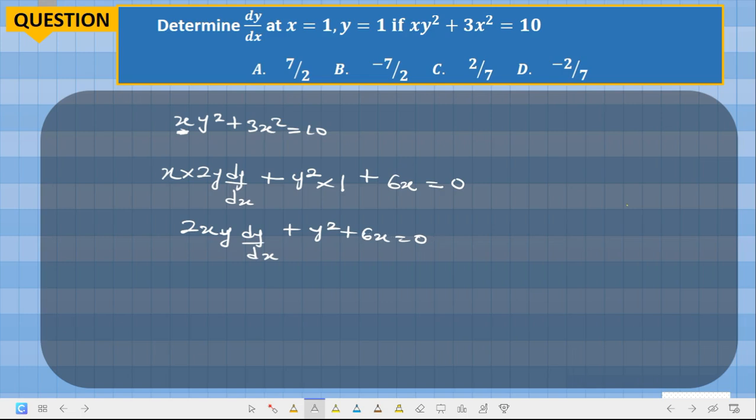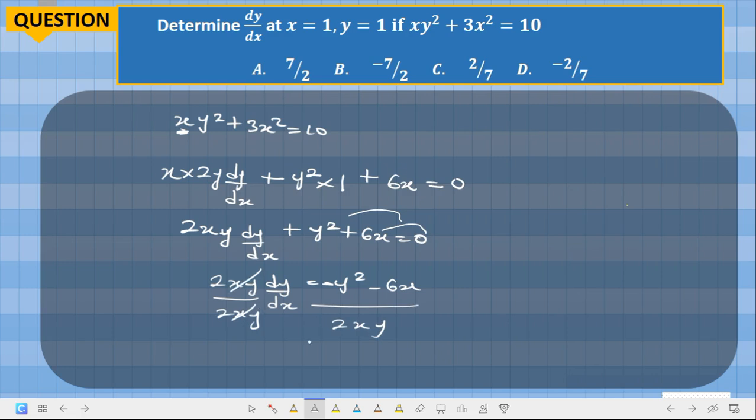Okay, now what do we do at this point in time? Make dy/dx the subject of the formula. Take these ones to the other side of the equation. So this becomes 2xy dy/dx is equal to, take this one down and take this one down also. So here becomes, if this one crosses, minus y squared minus 6x. To find dy/dx, divide both sides by 2xy. Divide both sides by 2xy. 2xy cancels xy. Our dy/dx is equal to minus y squared minus 6x all over 2xy.